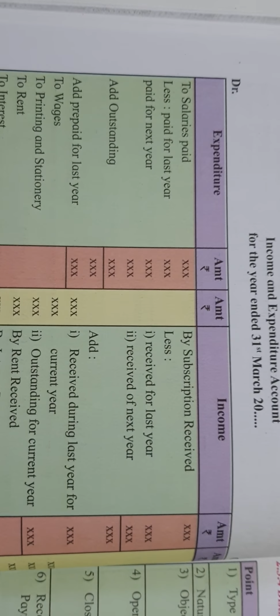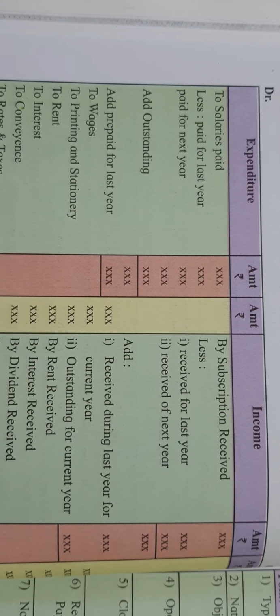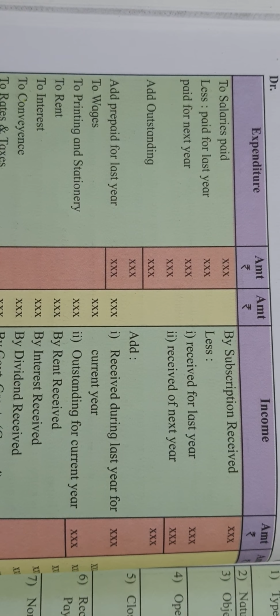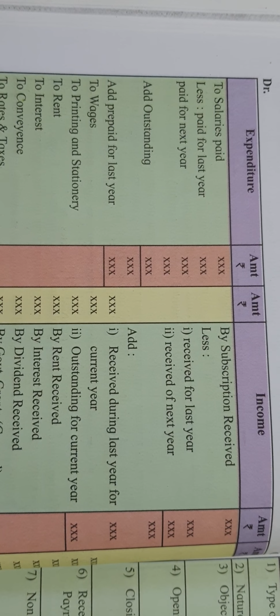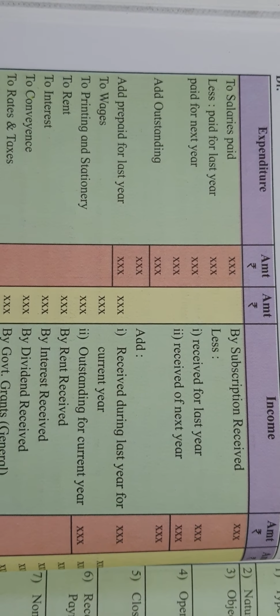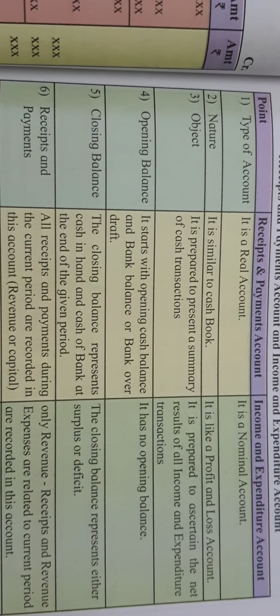Just remember one thing: whatever is on the receipt side, as per the rule, applying the rules and regulations, you will transfer to the income side. Whatever is on the payment side, by applying the rules and regulations for preparing the income and expenditure account, you will transfer to the expenditure side. Now students, see the difference between the receipts and payments account and the income and expenditure account.